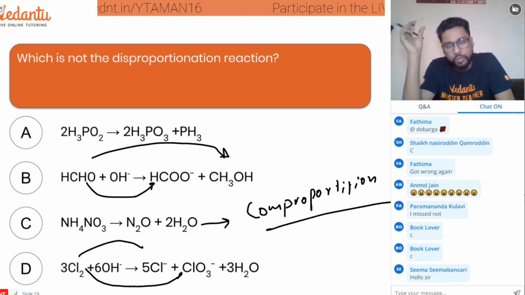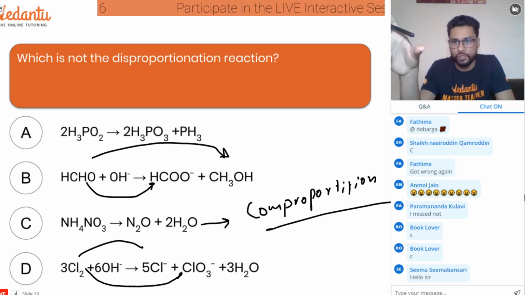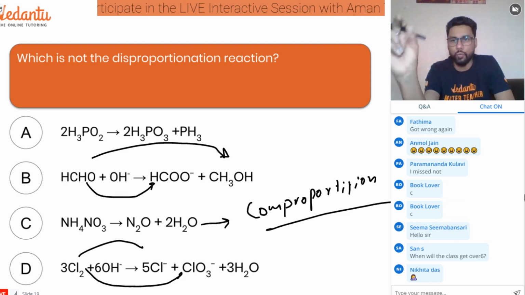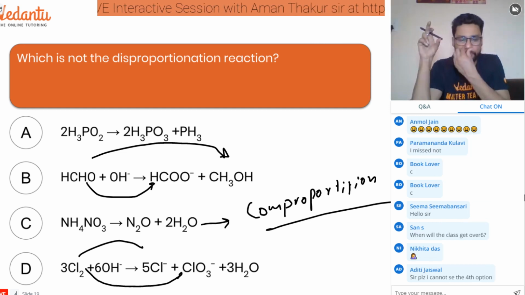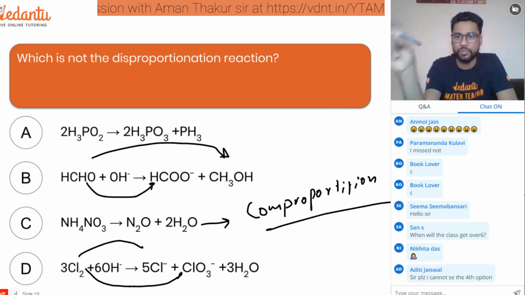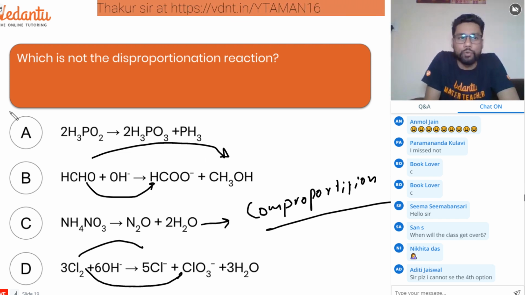In disproportionation, one single oxidation state goes into two oxidation states. In comproportionation, two go to one single oxidation state. So that is why it is called comproportionation.